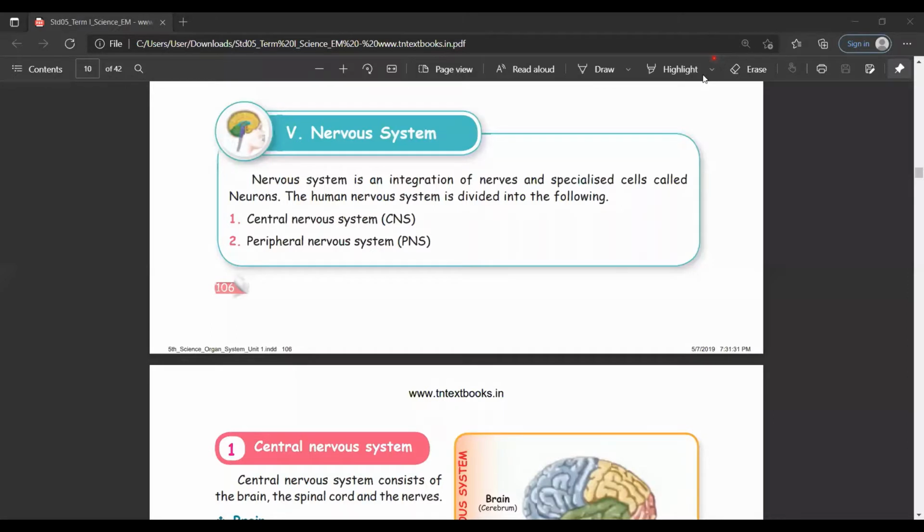Children, now let's learn the central nervous system from the textbook. Get ready with your textbook, children. So children, let's read about the nervous system.